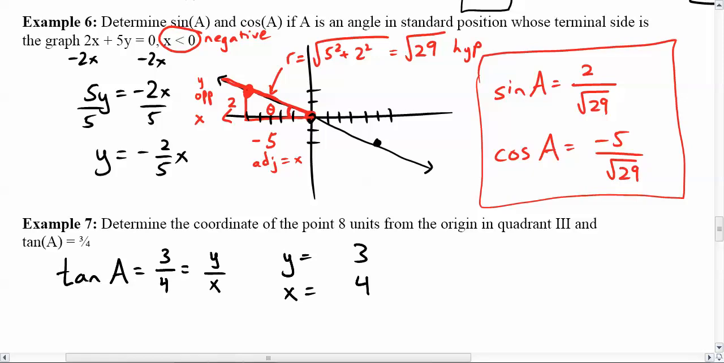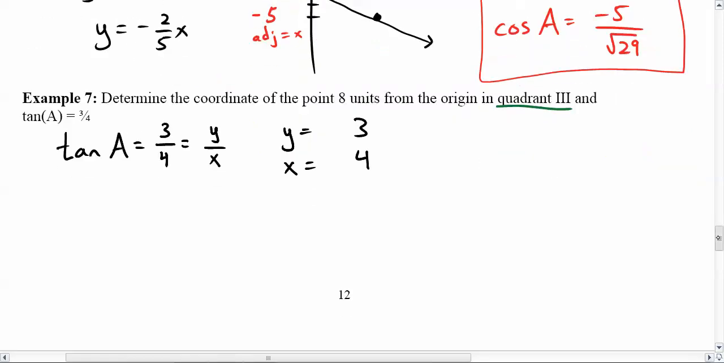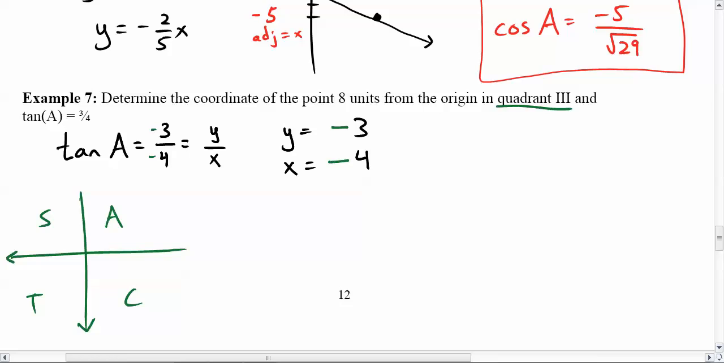But there's a problem. We're supposed to be in quadrant 3. And in quadrant 3, x is negative. So do you know another way that you could write 3 over 4? Negative 3 over negative 4 also gives positive 0.75. So if we're in quadrant 3, that means that the y value has to be negative and the x value has to be negative. And when you divide those two, you still get a positive answer for tangent. Okay, so when you see 3 over 4, it could be 3 over 4, it could be negative 3 over negative 4. So I can draw that triangle.